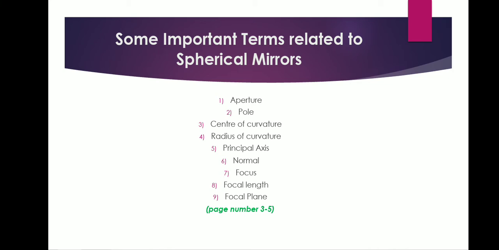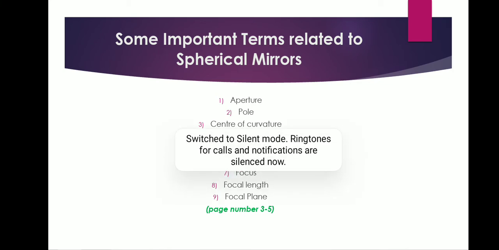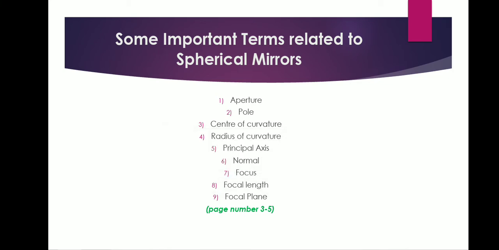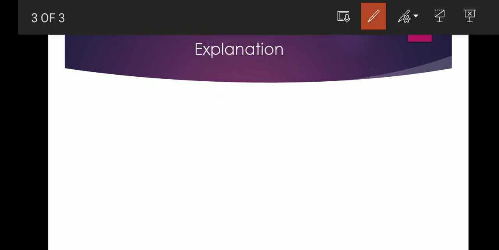First important term we have is aperture. What is aperture? Let's draw a mirror first. You know, we have two types of spherical mirror. One is the concave mirror. In the concave mirror, the reflecting surface is curved inwards, and in case of convex mirror, the reflecting surface is curved outwards. Okay.